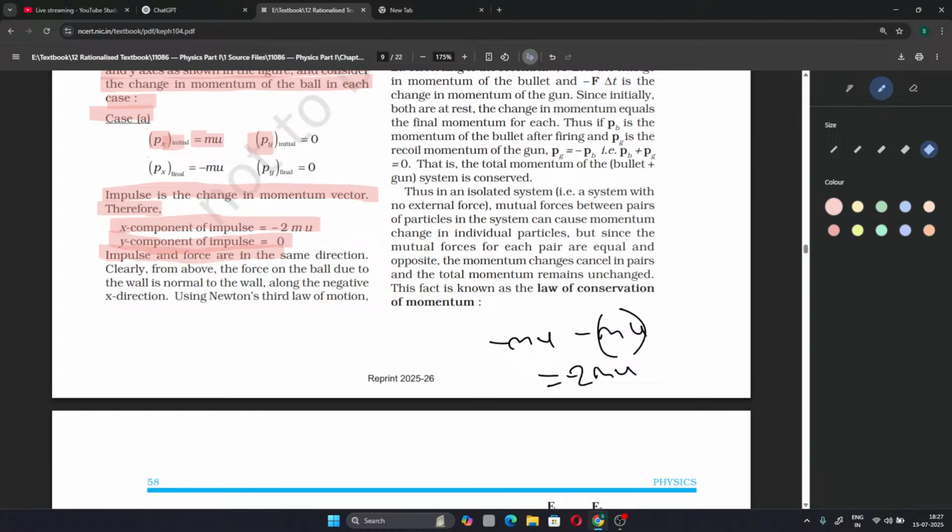Impulse and force are in the same direction. This is a point from before, in the second law we read, that impulse and force are always in the same direction. Clearly from above, the force on the ball due to the wall is normal to the wall along the negative x direction. Let's read that statement again. Impulse and force act in the same direction, and from that statement, the force on the ball due to the wall is normal to the wall, along the negative x direction. This is the force one.